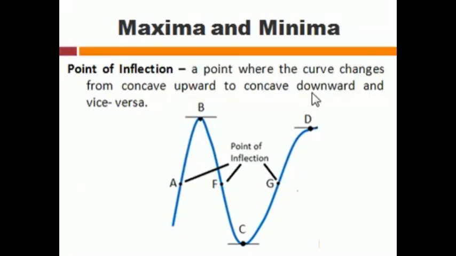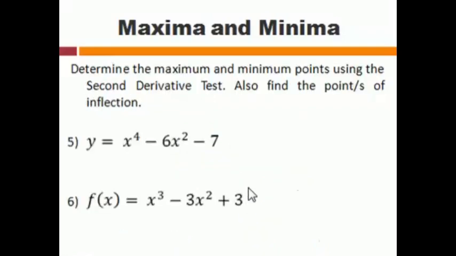Point of inflection: a point where the curve changes from concave upward to concave downward and vice versa. Again, as I mentioned, points F and G, where y double prime is equal to 0, are called the points of inflection. In this example, determine the maximum and minimum points using the second derivative test. Also find the points of inflection.